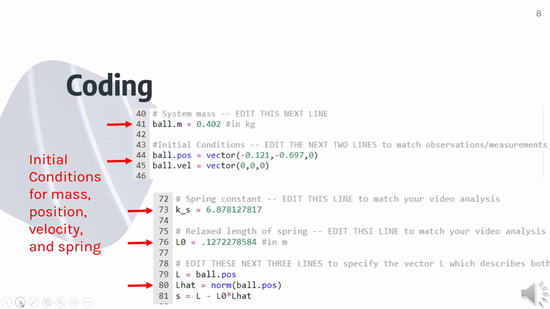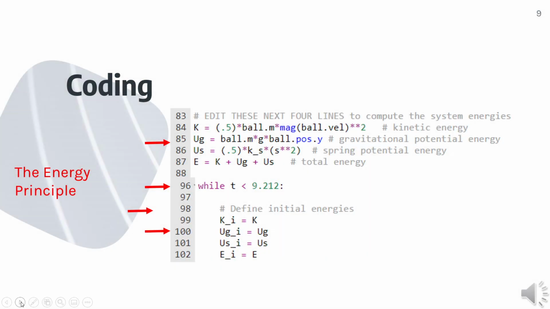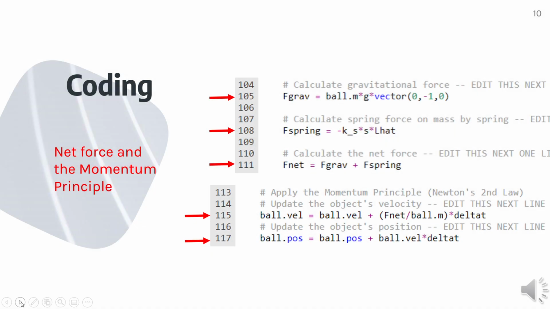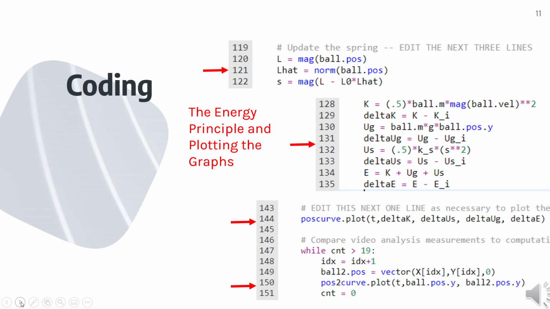In this first section, I added the initial conditions for mass, position, velocity, and the spring. Next, I put in the code for the energy principle. Then, I added the code for the net force and the momentum principle. Finally, I created the part for the change in energy and plotting the graphs. Let's look at the results of the code.